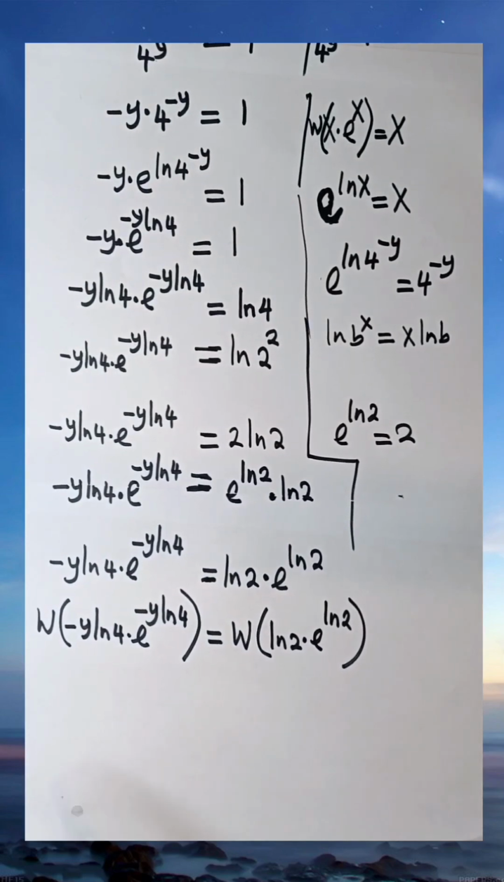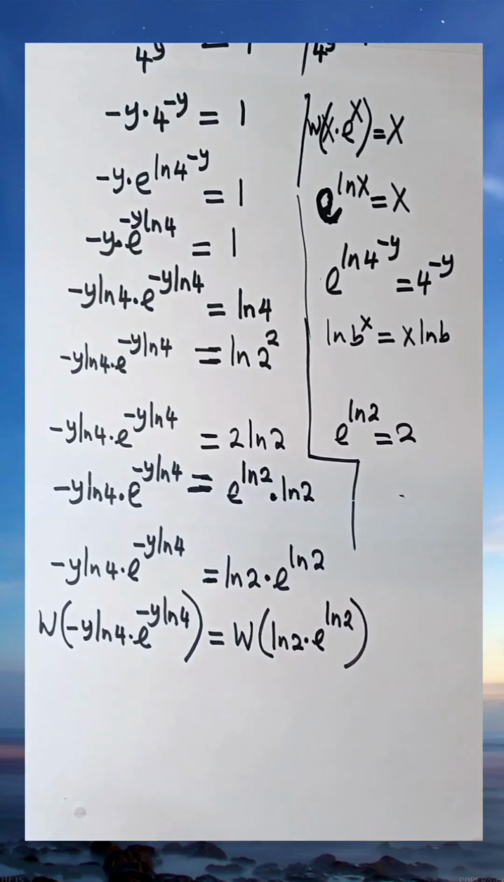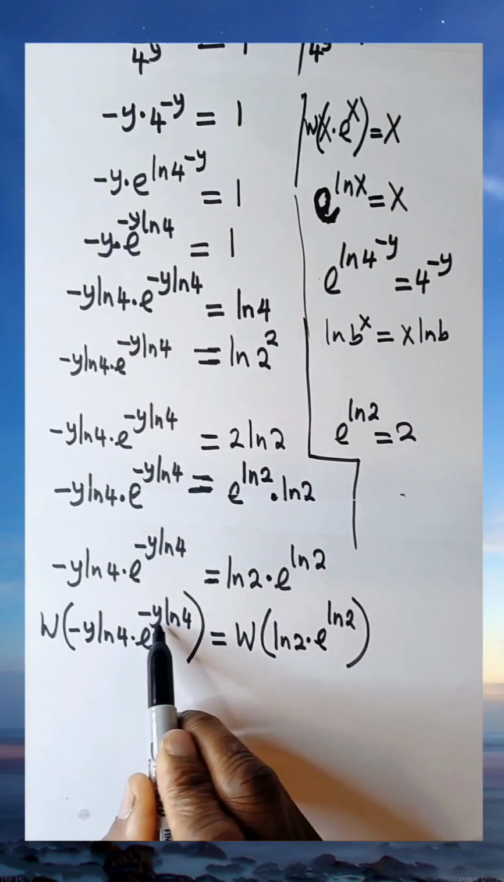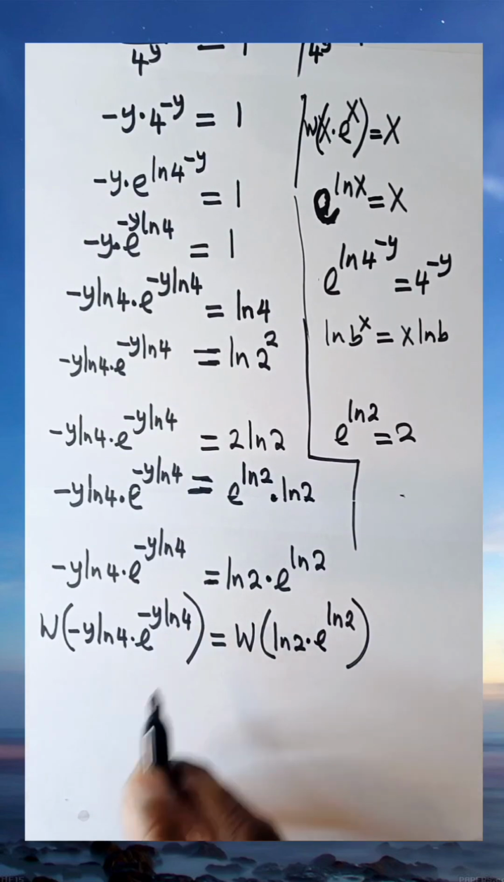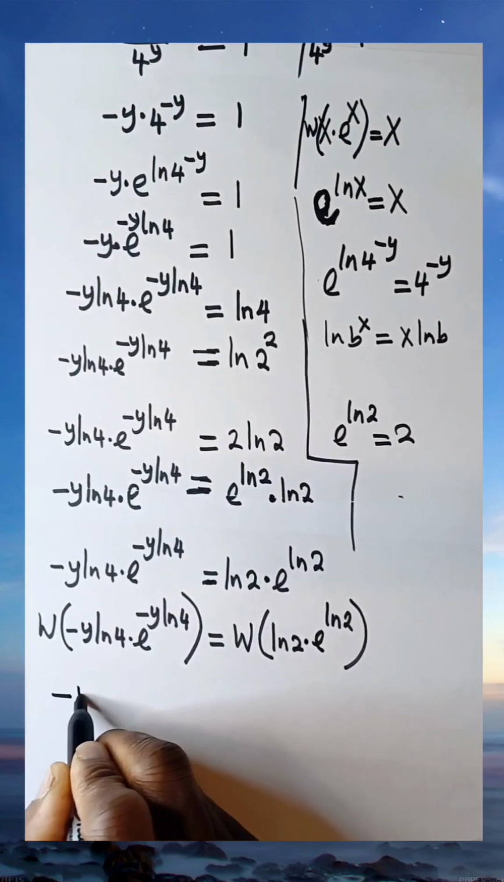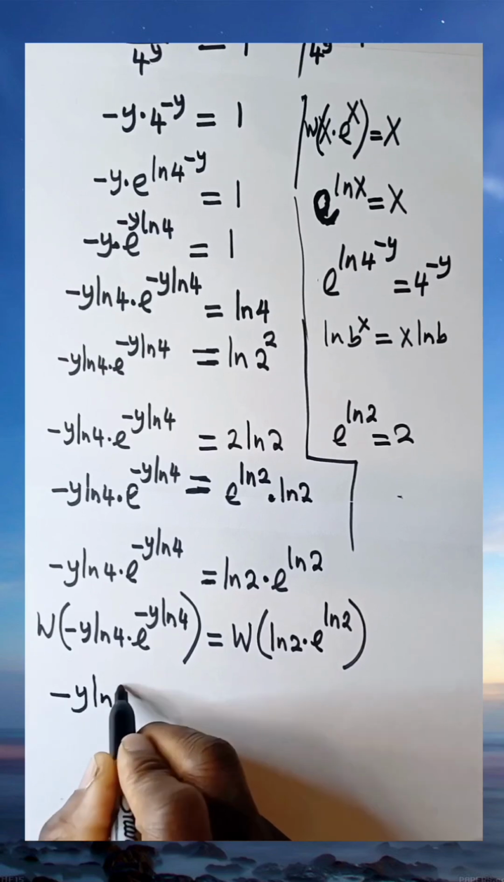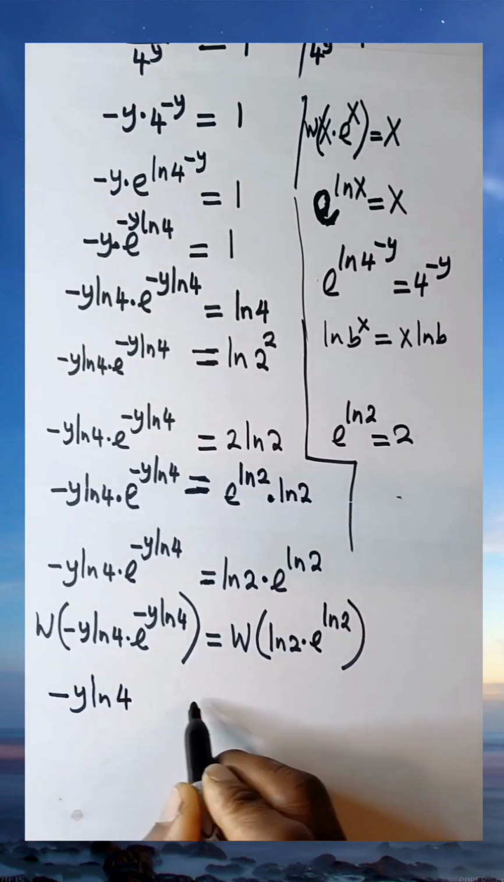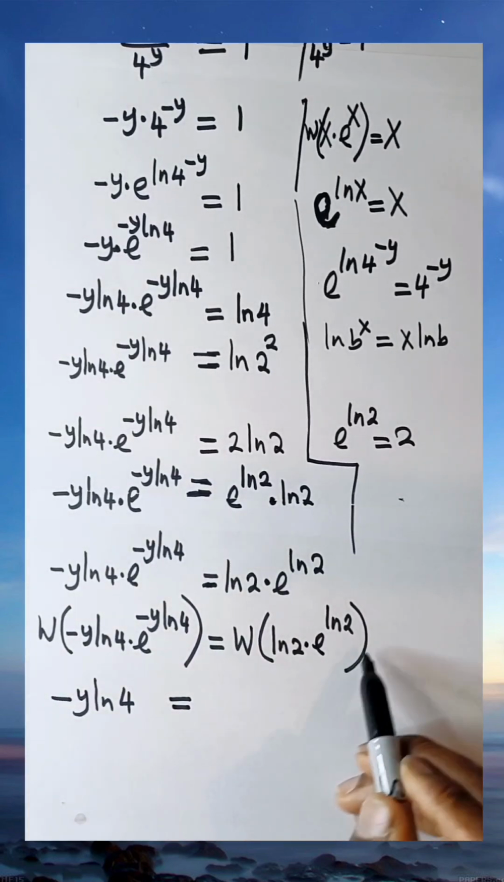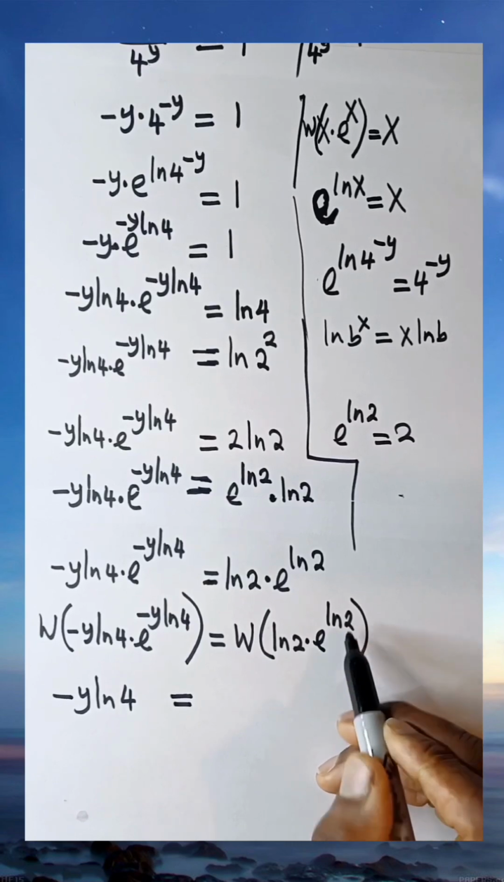Now, according to the Lambert W function, the whole of this expression on the left hand side is just equal to minus y times the natural log of 4. So the left hand side will become minus y times the natural log of 4. And this is equal to, similarly, the whole of the right hand side is just equal to the natural log of 2.